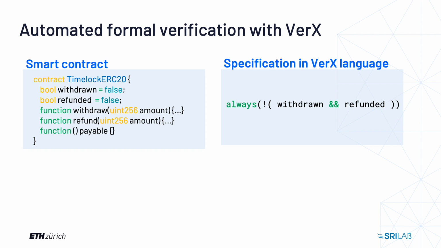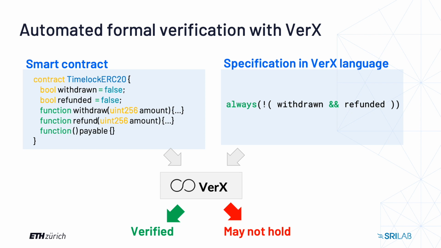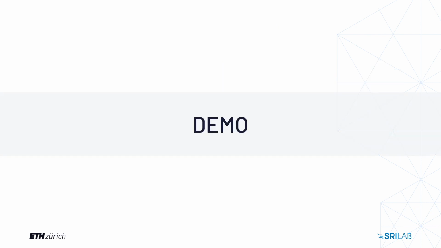There are two inputs that we take: a smart contract application and a formalized specification. As a result of verification, the output can be verified or may not hold. If the output is verified, it means that the specification will hold for any number of transactions and for any input arguments.